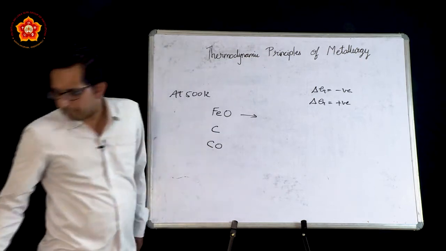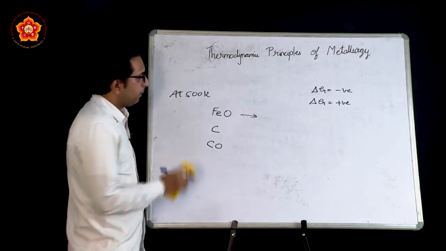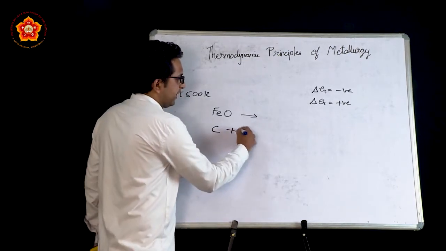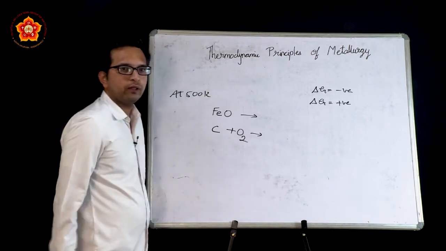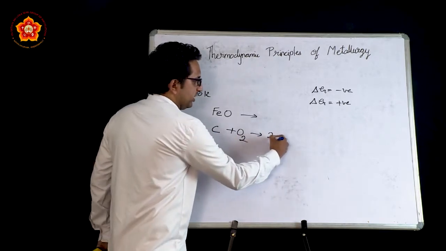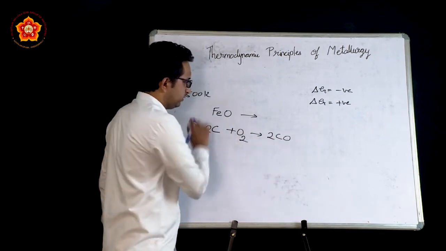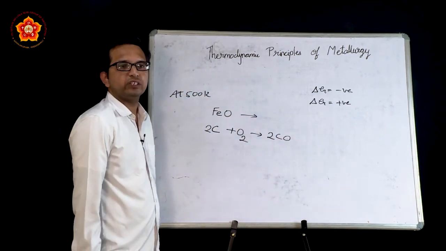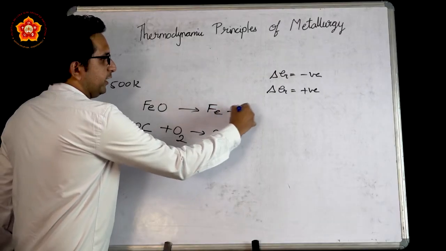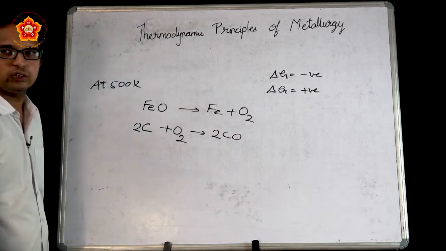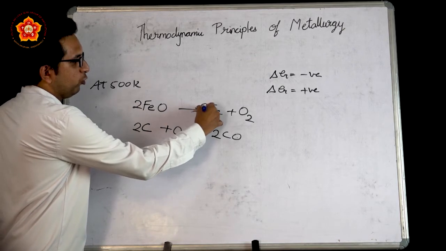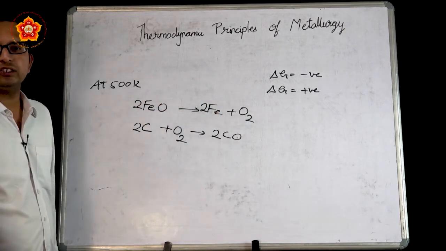So for this example, I am going to consider the presence of carbon, where I am going to react it with the oxygen molecule. This reaction, if it has to become carbon to carbon monoxide, if it is an incomplete combustion, this is the balanced chemical equation that you get. And similarly, iron, if it is to be reduced, you get it as Fe plus O2. Once again, balancing this reaction, you can get it as 2FeO giving rise to 2Fe plus O2.